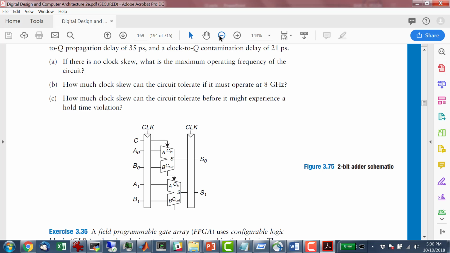So the question is, we have 125 picoseconds, right? And that must be greater than or equal to the propagation delay of this guy, which is 35 picoseconds.